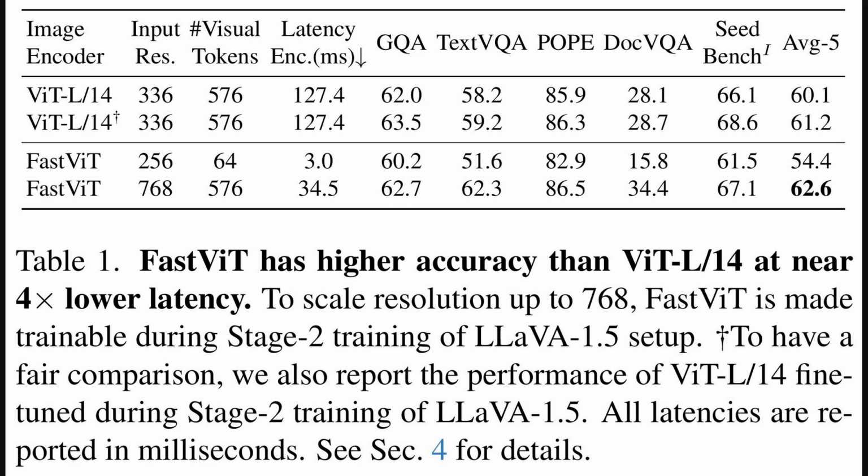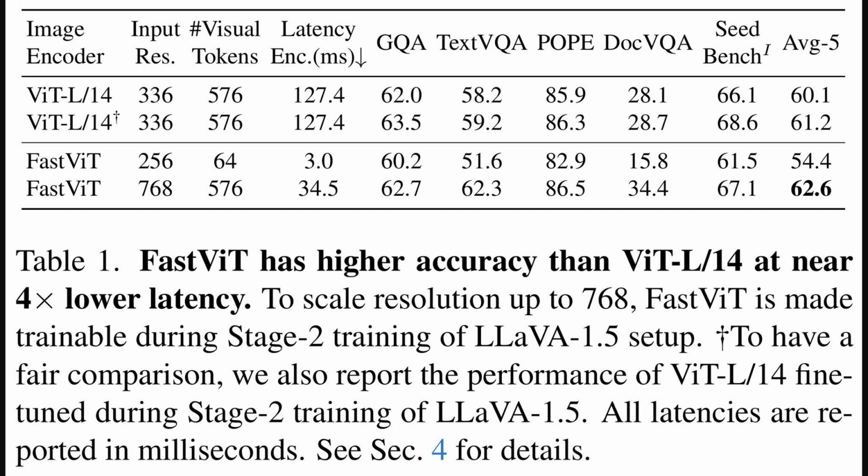Alright, this table here, Table 1, gives us a closer look at the performance of an earlier version, called FastViT, compared to a standard vision transformer, or ViT-L/14. A vision transformer, well, it's a popular type of AI model that processes images by, essentially, breaking them into smaller patches and analyzing them.